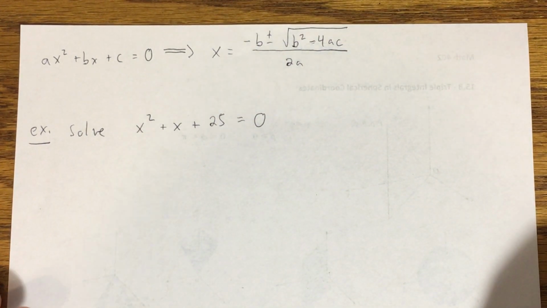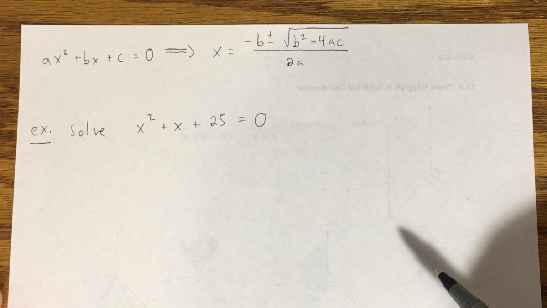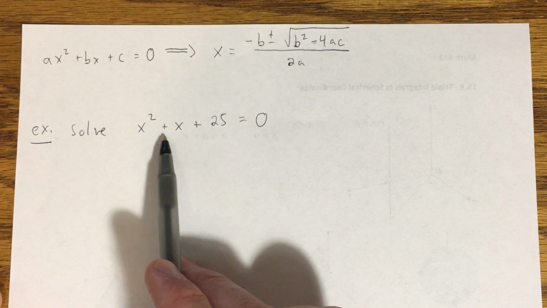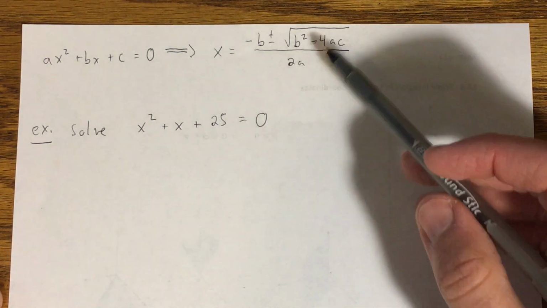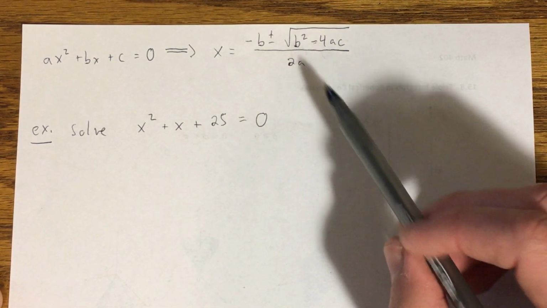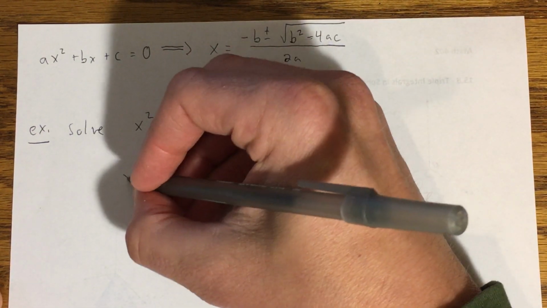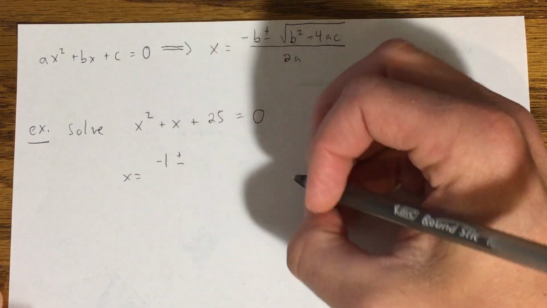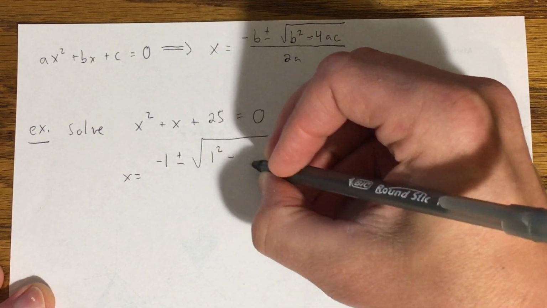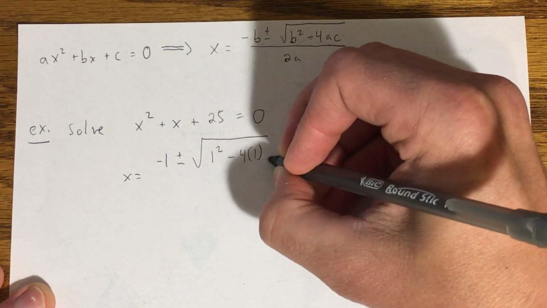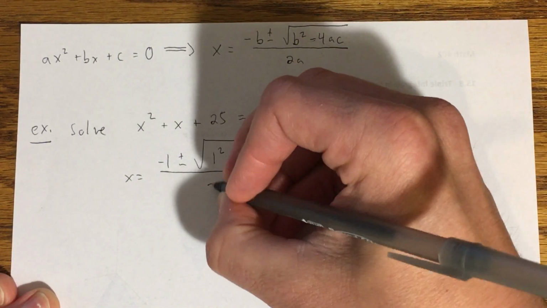Okay? Now, normally when you look at something like this, you would attempt to solve it using factoring, but you can pretty quickly arrive at the conclusion that this is not factorable. This polynomial is prime. So that's where we jump to our kind of last resort, which is the quadratic formula. So if I use the quadratic formula on this, I have negative b, which is negative 1 plus or minus the square root of b squared, that's 1 squared, minus 4ac, 4 times 1 times 25, all over 2a, 2 times 1.